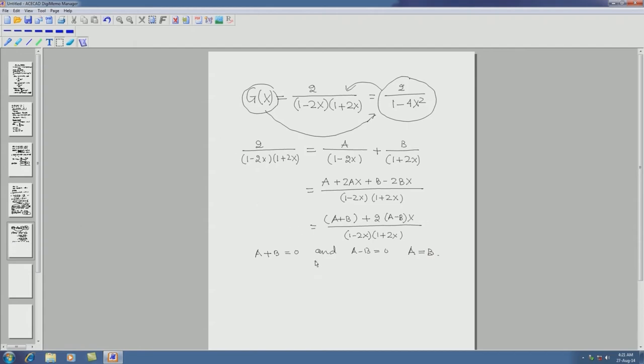I am sorry, this is not 0, but it is 2, because we must remember that this expression should be identically equal to 1 minus 2x, 1 plus 2x. So, therefore, 2 is equal to a plus b, and there is no x in the left hand side. So, the coefficient of x should be 0. Therefore, I have got a minus b equal to 0 and a plus b equal to 2. So, from a minus b equal to 0, we have got a equal to b, and therefore, from this equation it is clear that a equal to b equal to 1. Thus, we have the decomposition of 2 upon 1 minus 2x, 1 plus 2x, as 1 by 1 minus 2x plus 1 by 1 plus 2x.